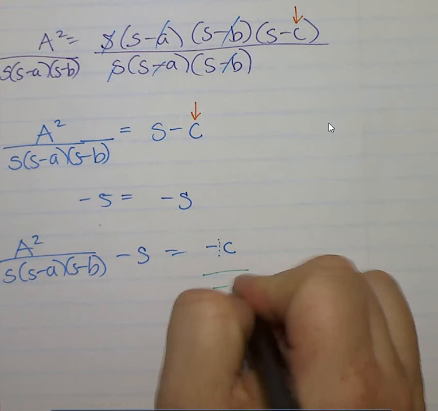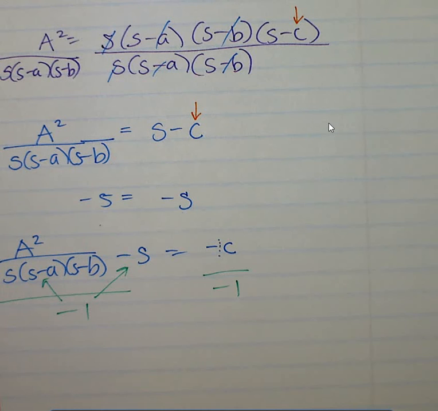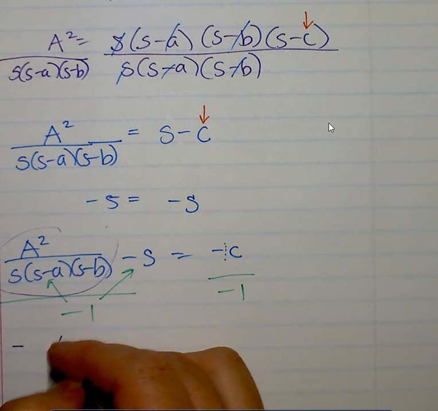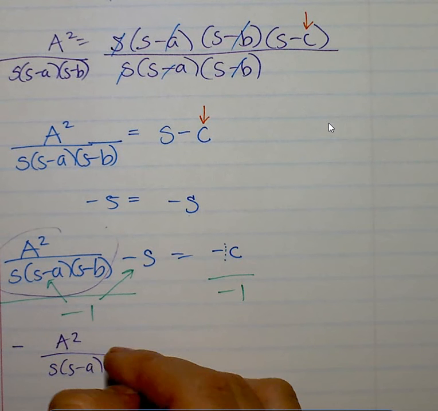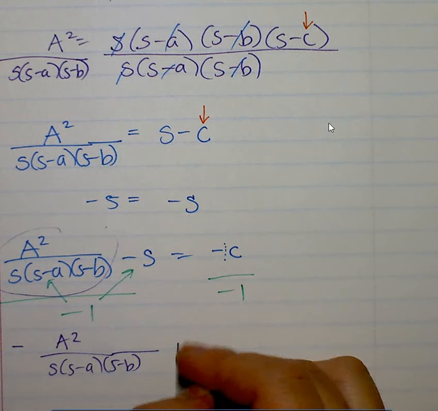So I'm going to divide both sides by negative 1 and realize what that does is it changes the signs of the group. This group right here is currently positive, so it becomes negative. And this group in back was negative, it now becomes positive.